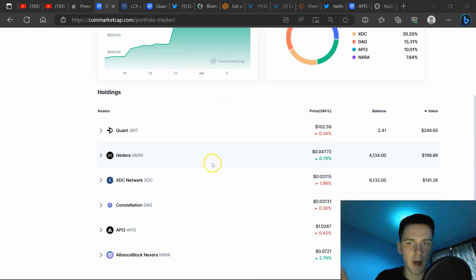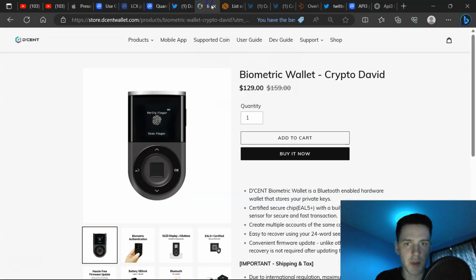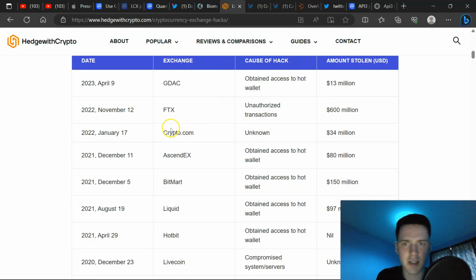If you're wondering where I send these coins, most of it goes to a Ledger hardware wallet. The link is down below, along with a video teaching you how to set it up. If your crypto is not in cold storage, and if the FTX situation has not taught you anything, I do not know what will. So much money was stolen, make sure it's on cold storage.